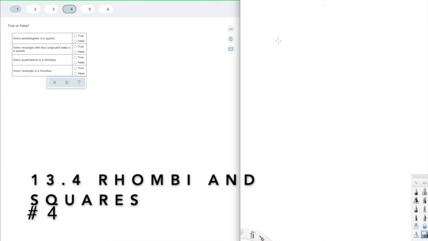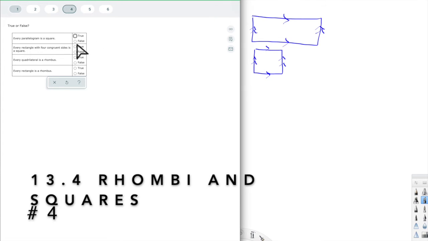So if I draw a rectangle, well, a rectangle is a parallelogram, right? We know that. This is one of our special parallelograms, but it is not a square, right? A square has all the same sides, but it is also a parallelogram. So not every parallelogram is a square, but every square is a parallelogram. I can say it the other way there. So this would be false.